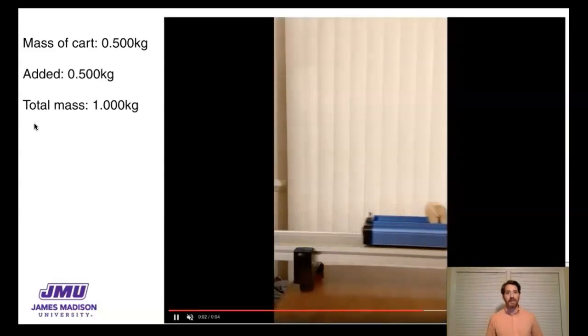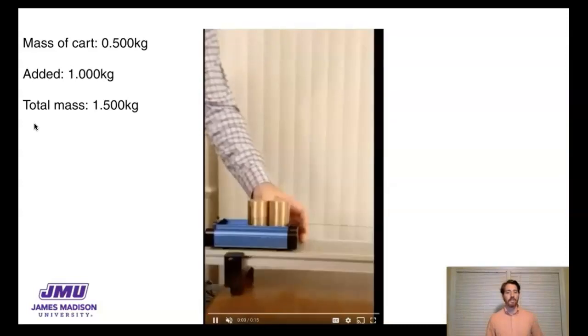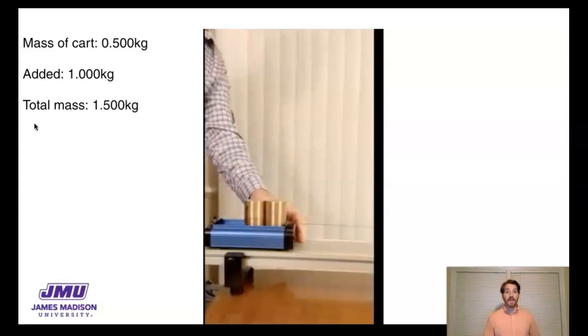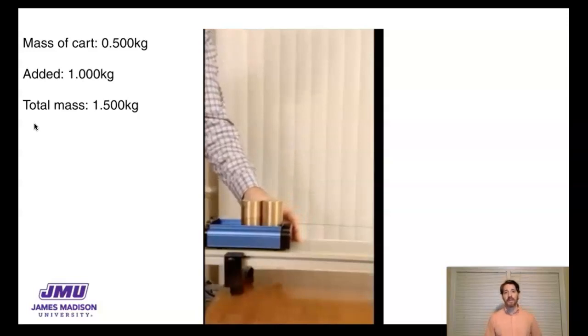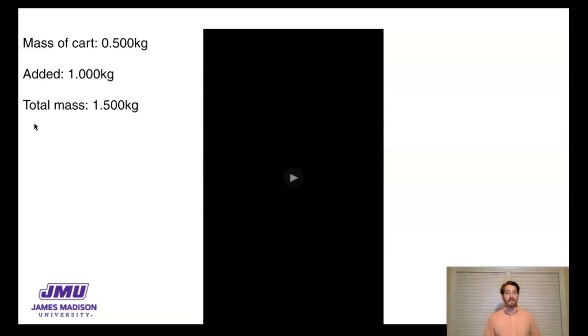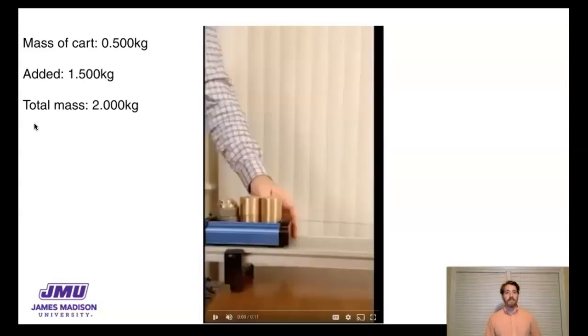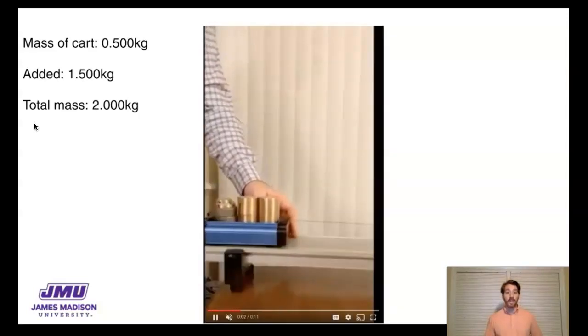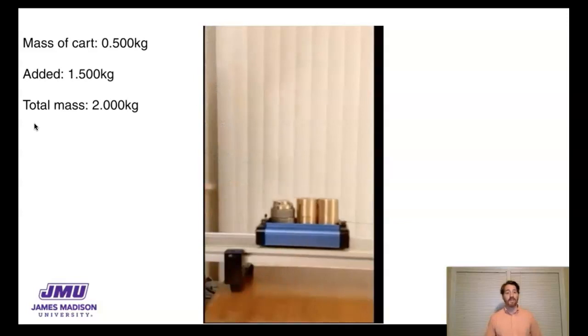Here we've added 500 extra grams. Now we're up to 1 kilogram of added mass plus the 500 grams of the cart to begin with. Do you see any difference in the motion of the cart now? Here the cart and added masses have a total mass of 2 kilograms. The same string pulling gives less delta V.